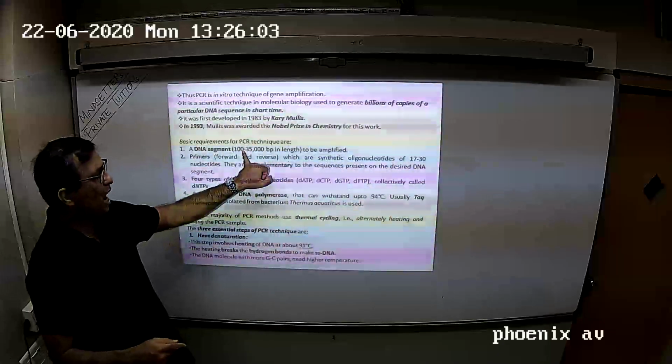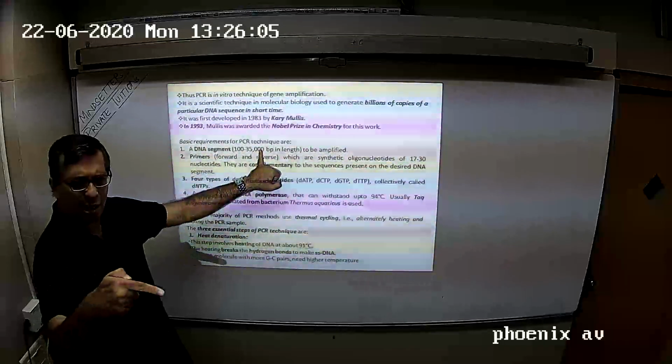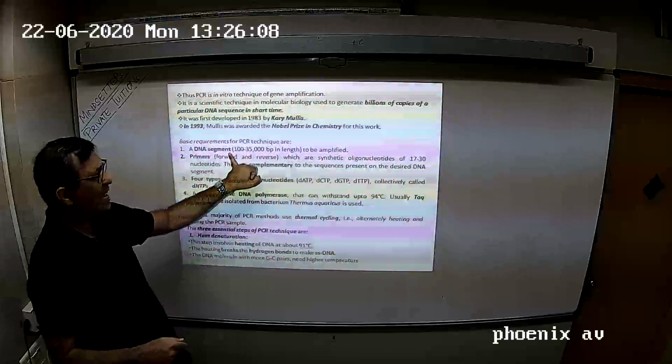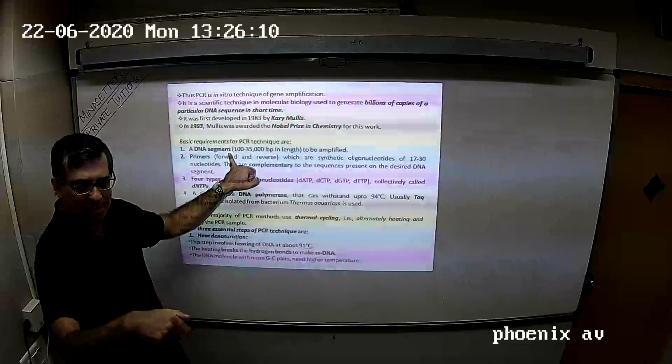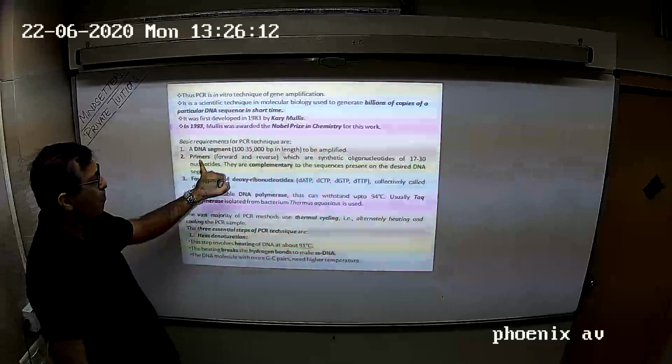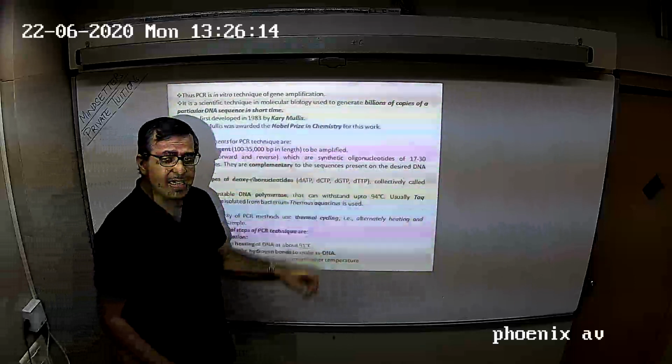So usually a DNA segment of 100 base pairs to 35,000 base pairs is put into the PCR box. Then we put primers, forward and reverse.